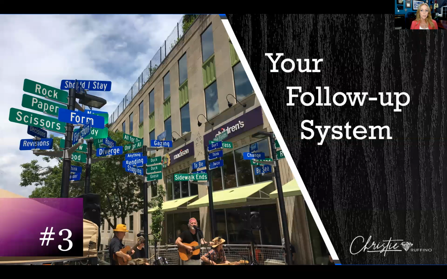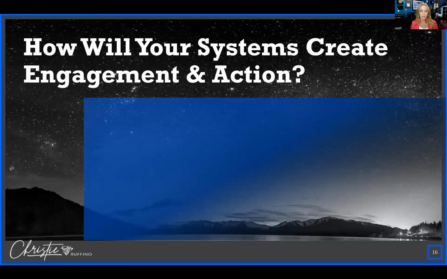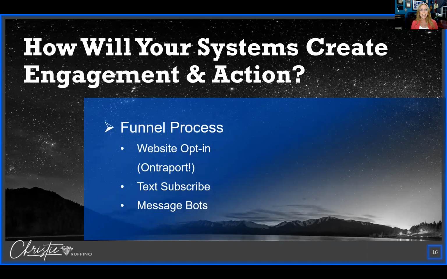Okay, so now number 3. The next really important piece of this process is for you to have a really great follow-up system. I'm going to share what a couple of options are that you could take advantage of. First, you need to have a funnel process, whether it's a website opt-in. So you may be doing your free masterclass and then you have people go to a certain page where they're opting in. Maybe they're subscribing to your list via a text. You give them a text number and they get on your list that way.